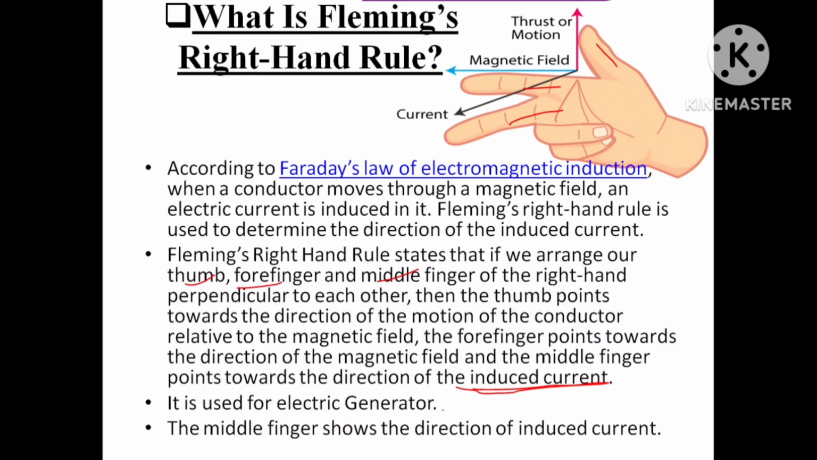Fleming's right hand rule is used in an electrical generator. What is the work of a generator? The generator is used to generate electrical current. So Fleming's right hand rule is used to determine the direction of induced current. The middle finger shows the direction of induced current.